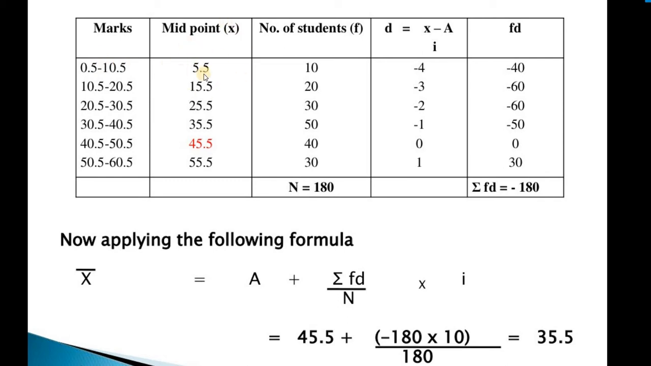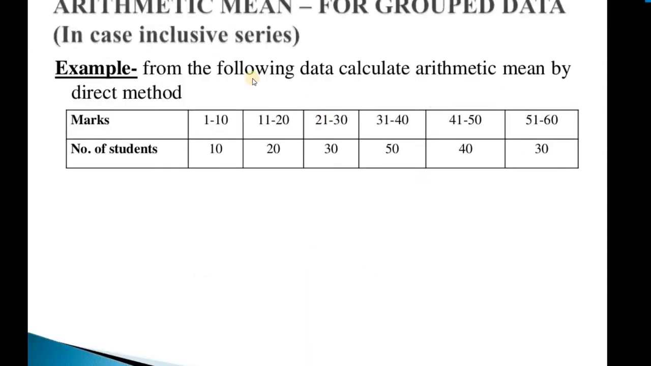We need to find out the midpoint. How do we find the midpoint? We know it is the upper limit plus the lower limit divided by 2. Then we get the values of x. Then the number of students is already given in the question.